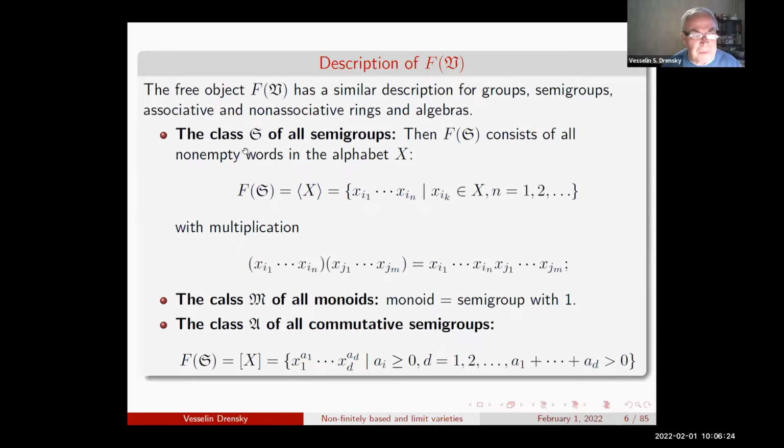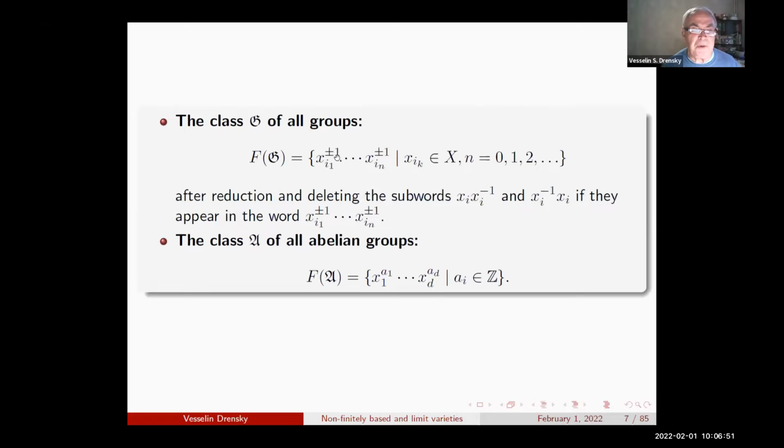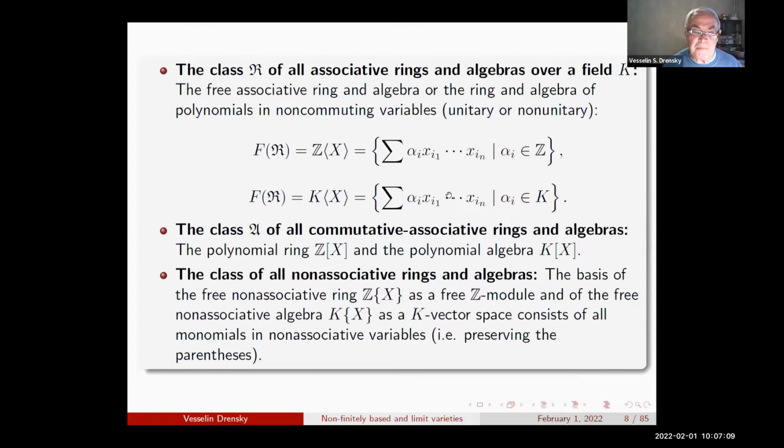So how does this object look? For the class of all semigroups, you have simply all the words in the alphabet, and you multiply two words simply by writing one after another. When you speak about monoids, you add also 1 to this set. If you have commutative semigroups, you simply have all the monomials in commuting variables. Something similar holds for groups, where of course you also allow the inverse of the elements. For the abelian groups, you simply have monomials with negative and positive degrees in the variables, etc. The same is for the free associative algebra over a field, or for the free associative ring: you simply have linear combinations of such elements. And if you consider non-associative algebras or non-associative rings, you have a similar object, but you have also parentheses in the words.